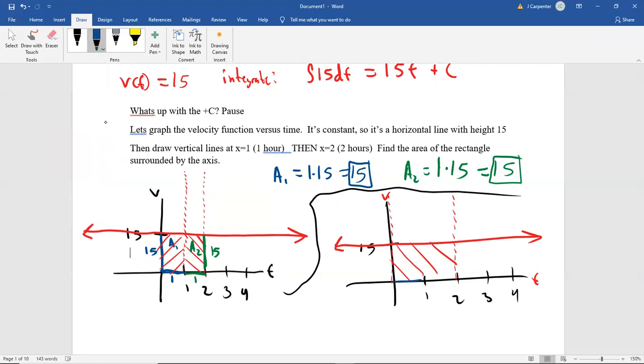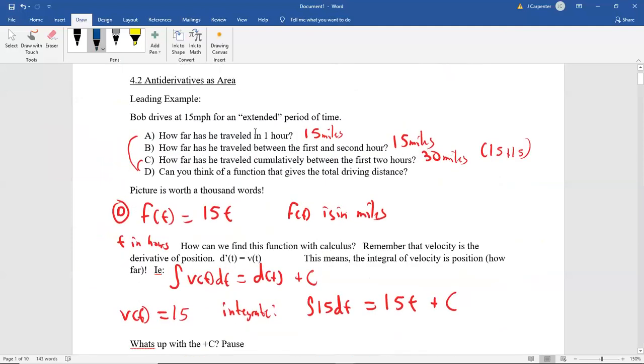So this width would be 2. We're going from 0 to 2, so that's 2. The height is 15. So the area, let me just call it capital A, no subnotation, would be 2 times 15, which is 30. And guess what? It is not a coincidence that the answer of how far he traveled between the first 2 hours cumulatively was 30 miles.